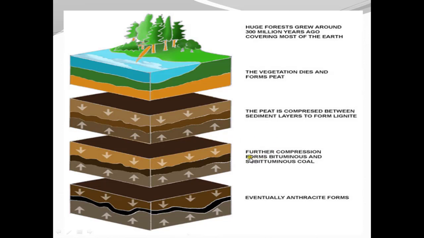Furthermore, the compression forms bituminous and subbituminous coal, where if the lignite becomes buried by more sediment, the additional heat and pressure can change it into bituminous coal. And the last thing we are talking about is the formation of anthracite. Anthracite is formed when, if enough heat and pressure are applied, bituminous coal can change into anthracite, which is also called hard coal. So in this way finally we get the hard coal, and this way the formation of coal takes place.